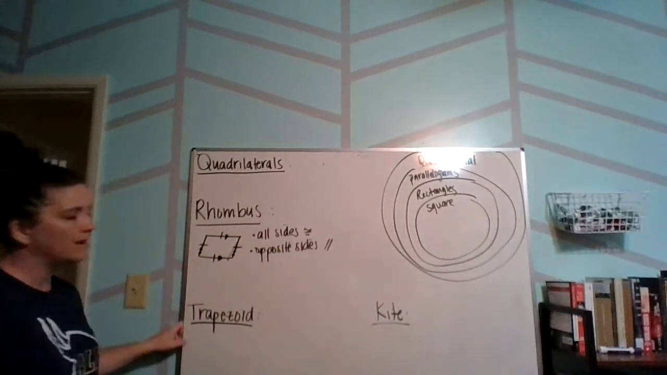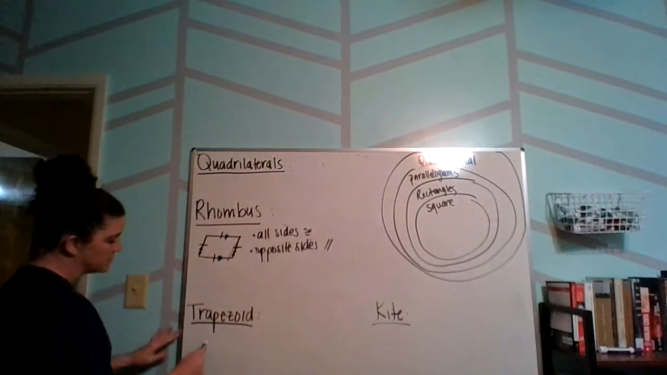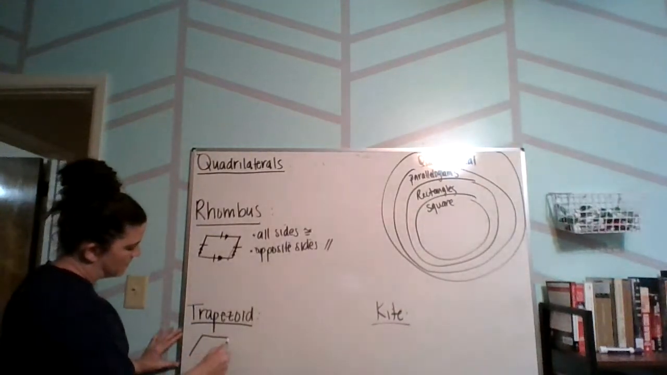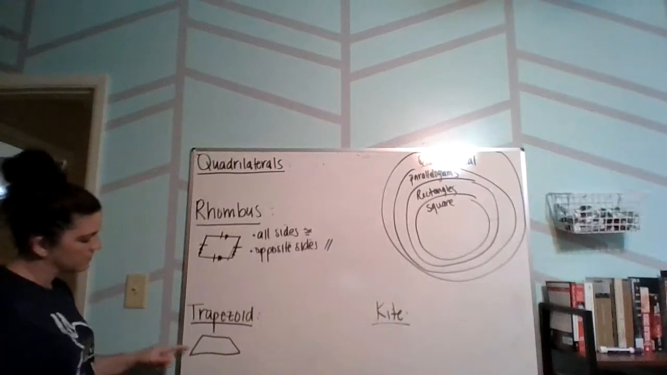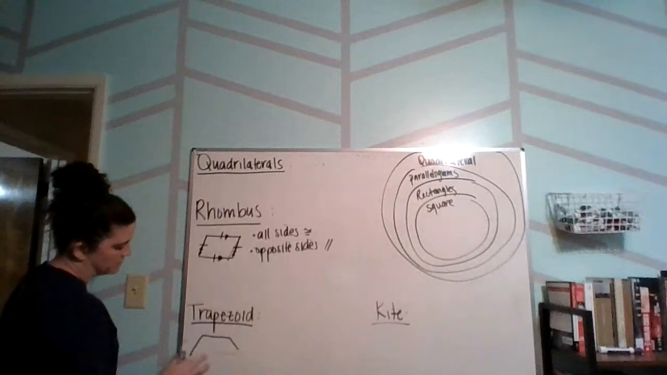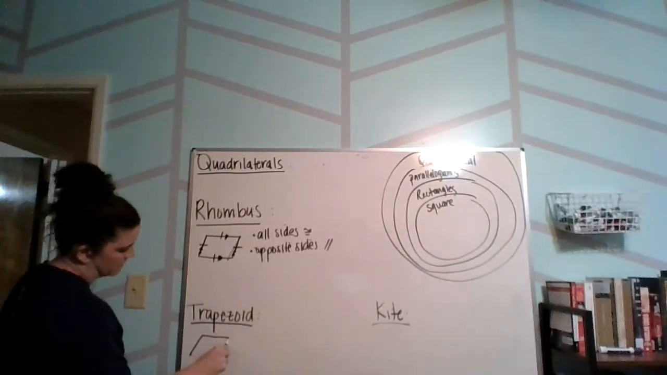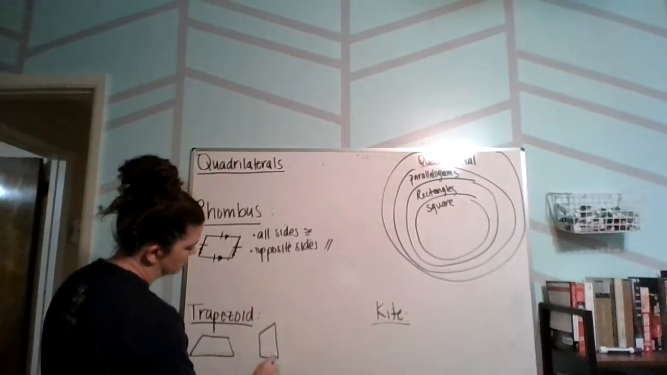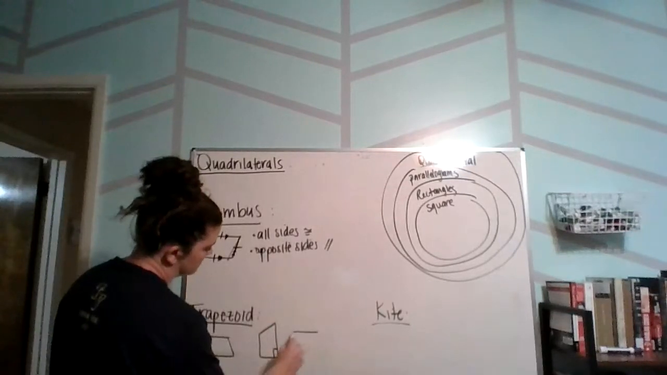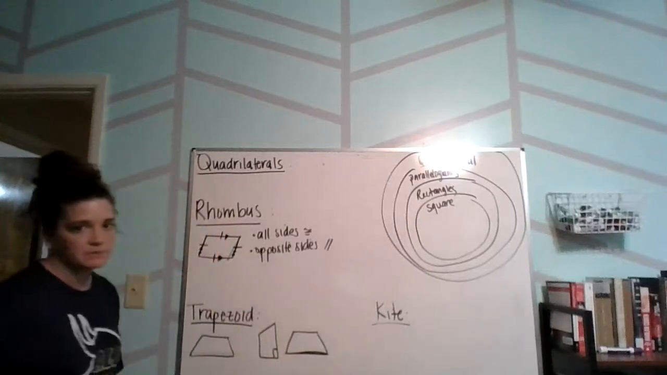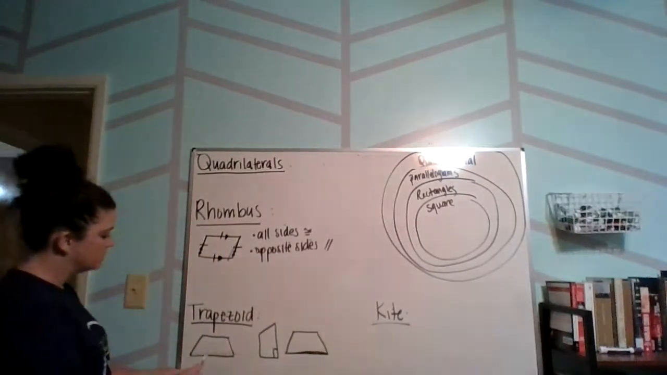Okay, then we have our trapezoid. So a trapezoid, there are many types of trapezoids. If you look at this one, you can see, that's not really a good trapezoid. Let's do it like this. We have this kind of trapezoid. Sometimes you'll see it drawn like this, and other times you'll see this one, which is probably the most common. So there are really 3 types of trapezoids, but this is the main one.